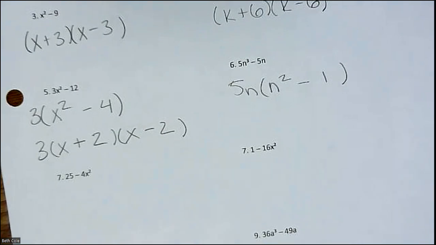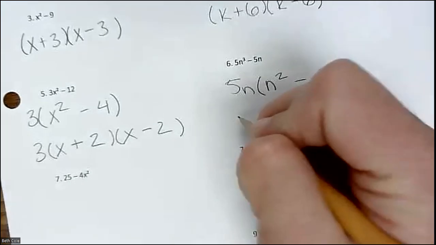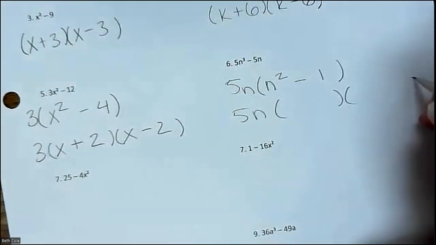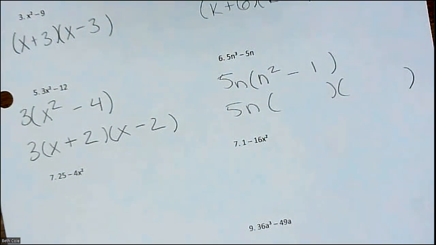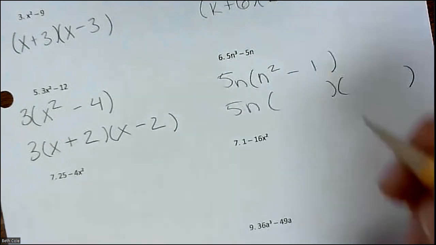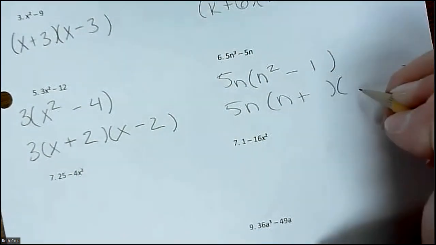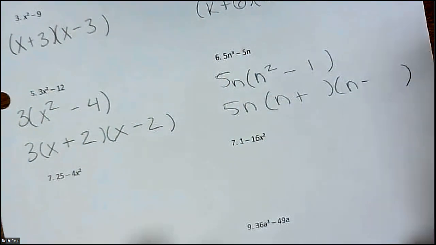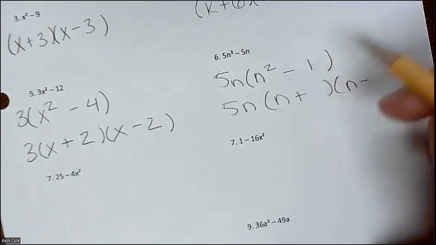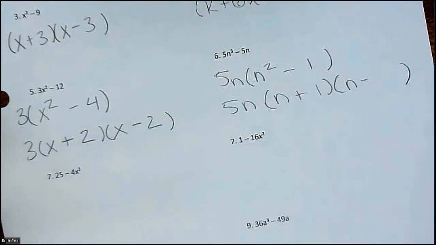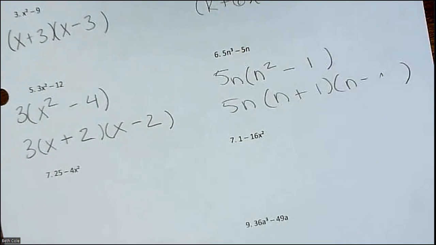Yeah, go ahead. People do forget about the 1. It happens all the time. So that 5n is kind of just there. Just bring the 5n along. And then how would you split that up? Well, one's going to be plus and one's going to be minus. It's 1, guys. 1 times 1 is 1. It's n plus 1 and n minus 1.